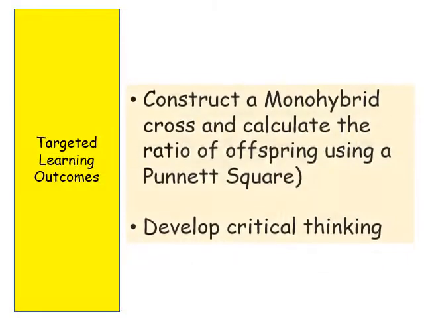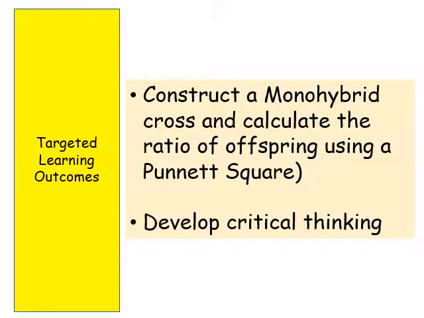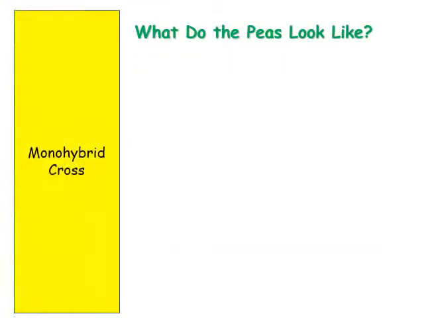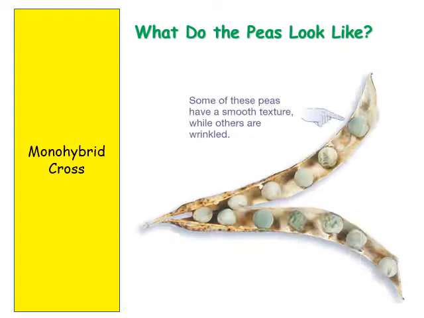The targeted learning outcomes of this session is to construct a monohybrid cross and calculate the ratio of offspring using a Punnett square and to develop critical thinking. All the peas in a pea pod do not look alike. They vary in number, they vary in color of the seeds, they also vary in the shape of the seeds.